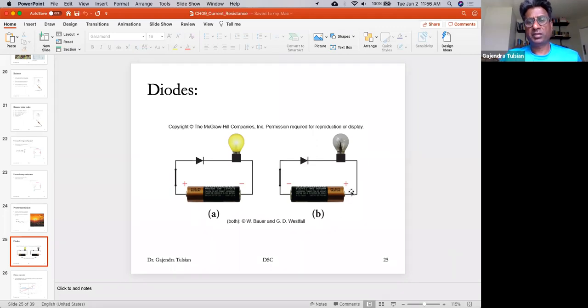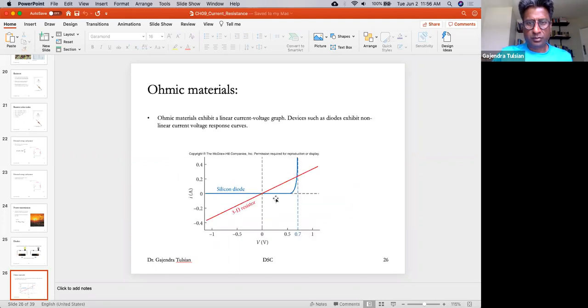For voltages greater than 0.7 volts, it is essentially a zero resistance. It's as if it's not even there. For negative voltages, this is a shut gate. It doesn't allow any current through it. So a diode is a non-ohmic device. Any device that has a linear response to voltage is called an ohmic material.